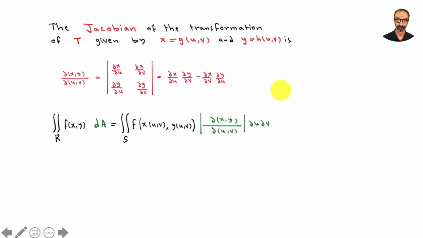Here's the main part. The double integral of some region R, the dA or delta A, f of xy will be transformed to another region with the units u and v. We are going to change x to x of u and v. We're going to change y to y of u and v. And dA is not just du dv.